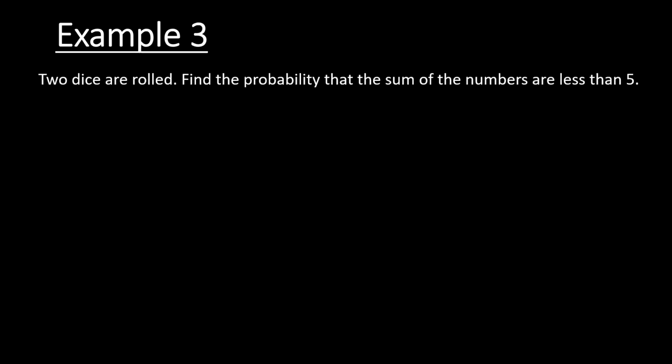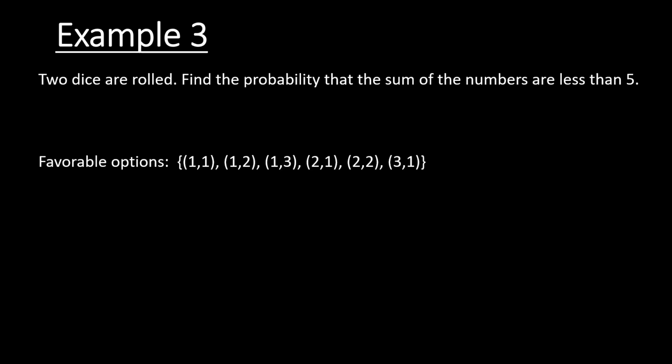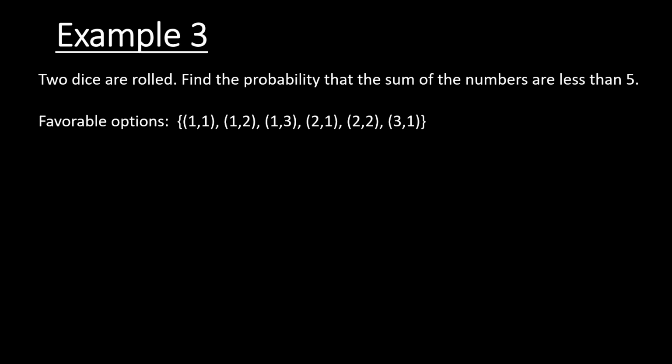Example 3 now has 2 dice. 2 dice are rolled, and we're trying to find the probability that the sum of the numbers is less than 5. So your favorable options would be 1 and 1, which gives me 2. 1 and 2 gives me 3. 1 and 3 would give me a 4. 2 and 1, 2 and 2, or 3 and 1 would all add up to give me less than 5. So my favorable outcomes would be 6 total.